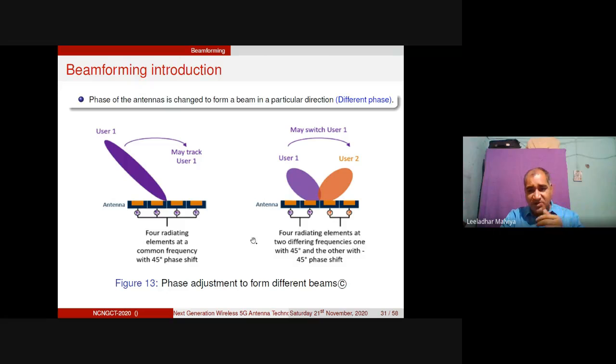And if you have multiple users, like the two users here, another solution is that instead of feeding all four elements the same, let us feed two elements by 45-degree and another two elements by minus 45-degree.